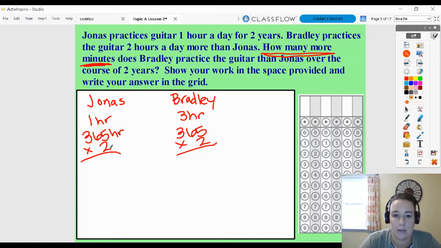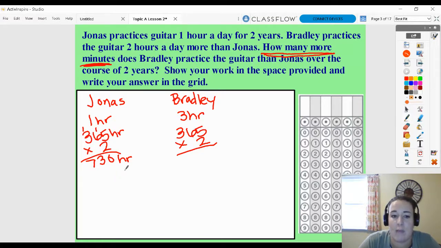So if we double that, or make 2 copies of it, that's going to give how many hours he practices in 2 years. So 365 times 2, 5 times 2 is 10, carry the 1. 6 times 2 is 12, plus 1, 13, carry the 1. 3 times 2 is 6, plus 1 is 7. So he is going to practice 730 hours.